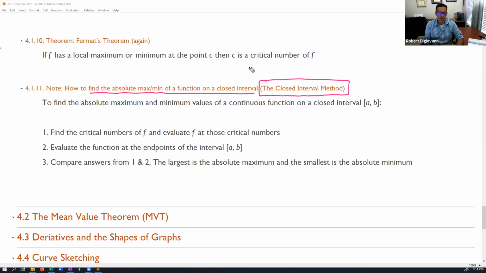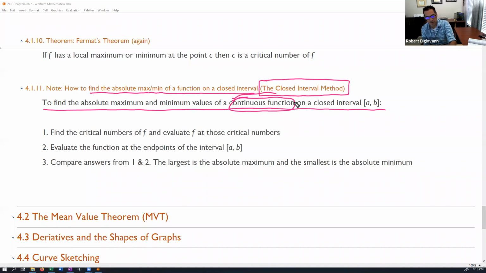All right. So let me tell you what the closed interval method is. You need to know this method. You need to know how to execute it. And it's only 3 steps, so it's not a big long drawn out process, but there's a lot of work that's going to go into each of these 3 steps. To find the absolute maximum and minimum values of a continuous function on a closed interval, we must have a continuous function on a closed interval. Step 1: we find the critical numbers of the function.